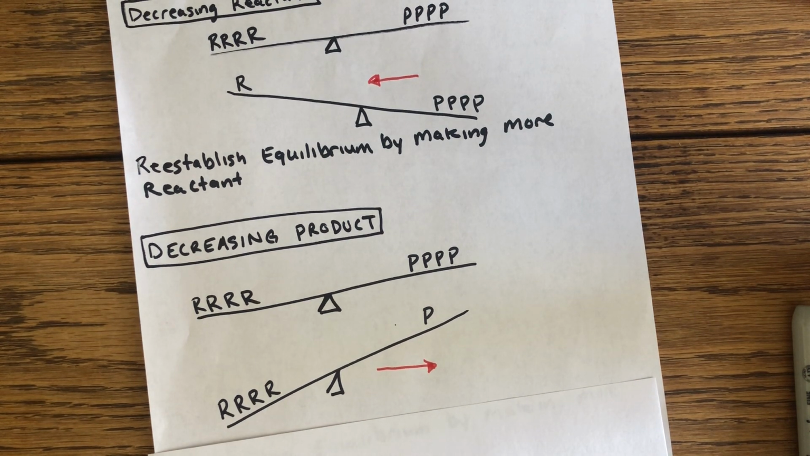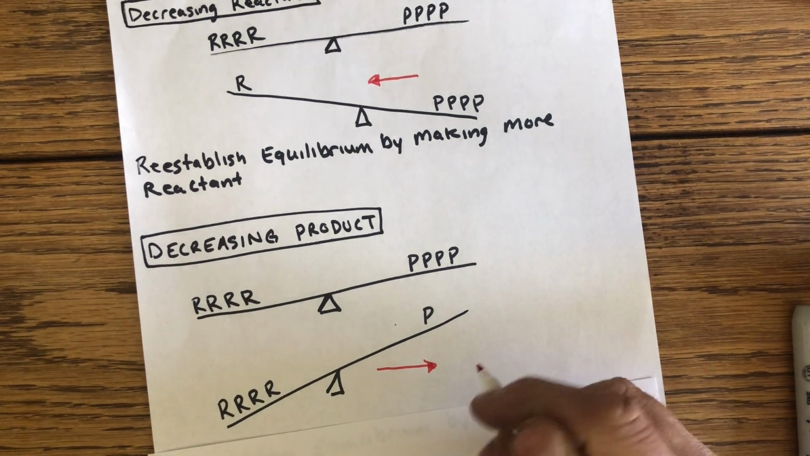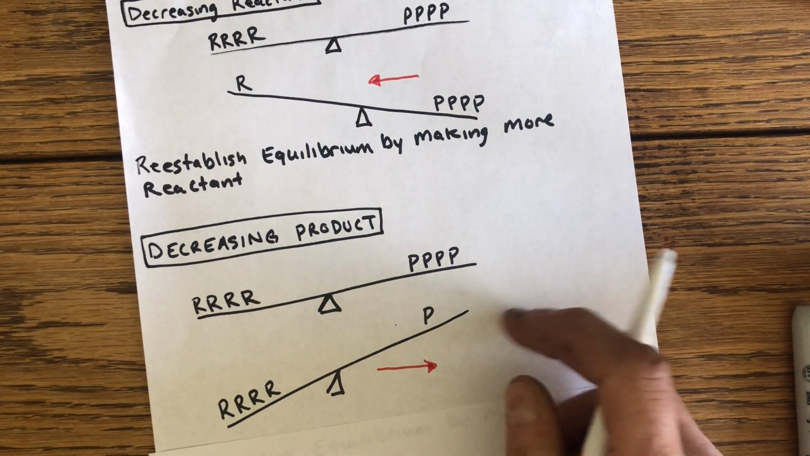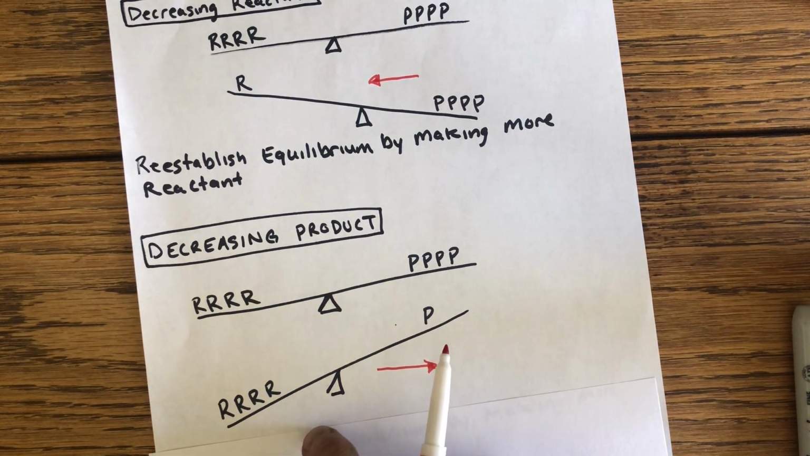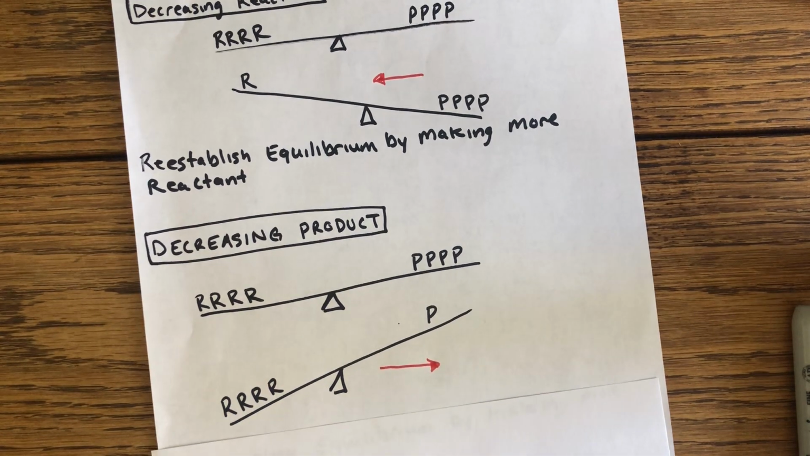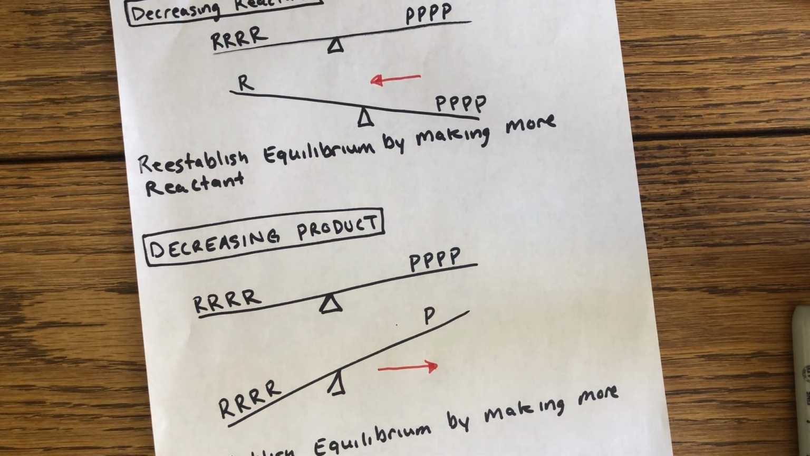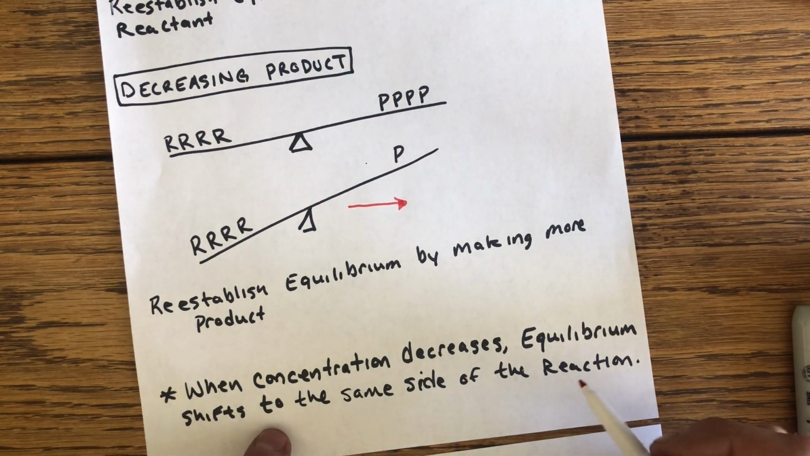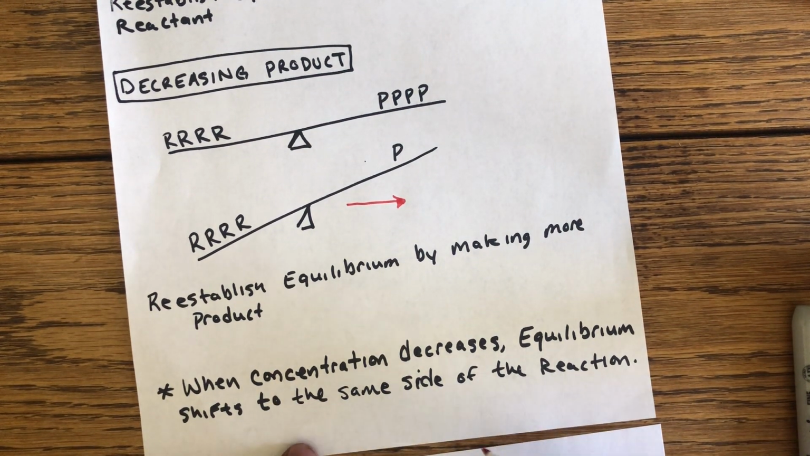Like if you're in the business of making a certain type of chemical that wants to revert back to its reactants, it probably makes sense to siphon off the product that you're making in order for the reactants to then continue to make that product. Anyway, when the concentration decreases, equilibrium shifts to the same side of that reaction.